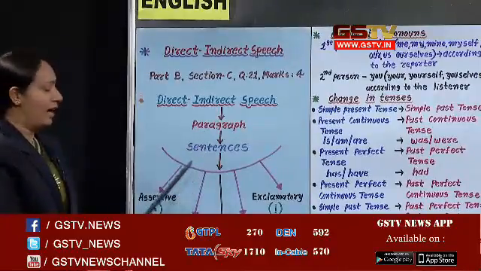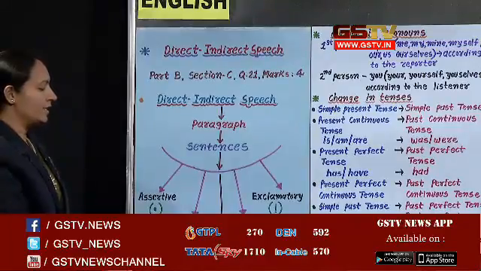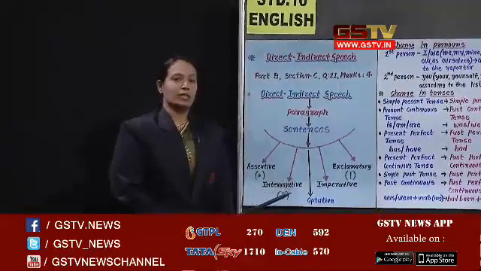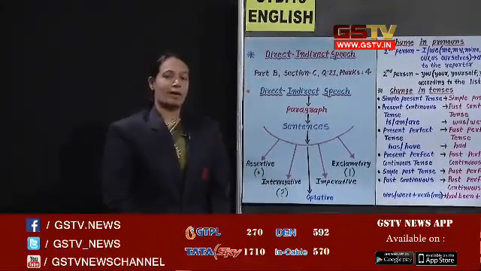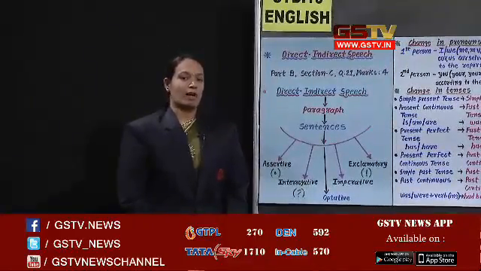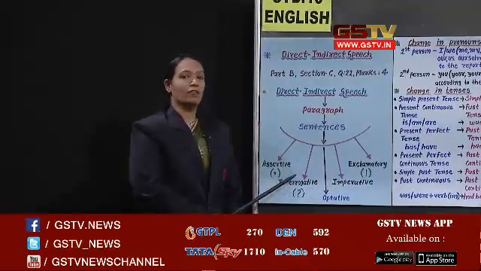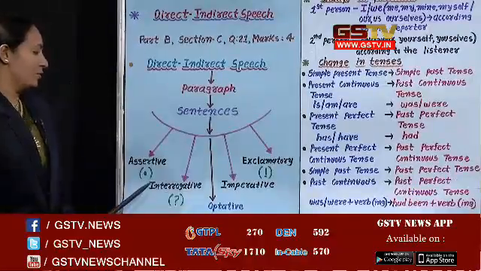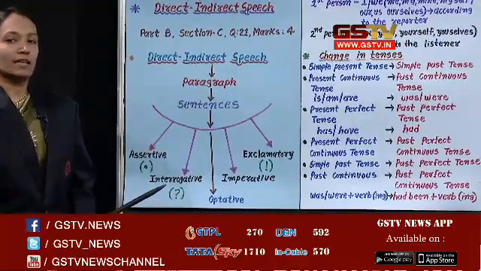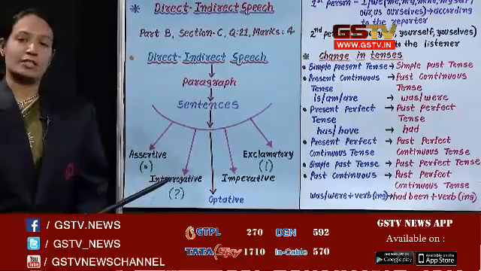The sentences are like assertive sentence, interrogative sentence, optative sentence, imperative sentence, and exclamatory sentence. As you know, in 10th class you have to write the answer in paragraph. So, before writing that, you must master these sentences, because these are the basic parts of direct indirect speech, which you have already studied in standard 8 and 9. Now, let's see the changes in nouns and pronouns and changes in tenses.